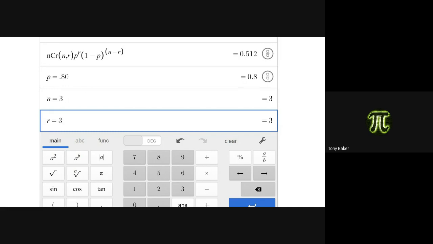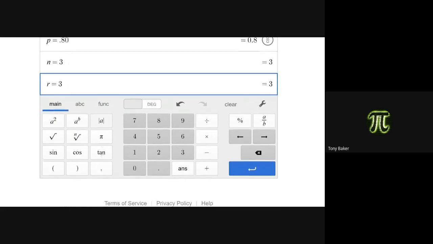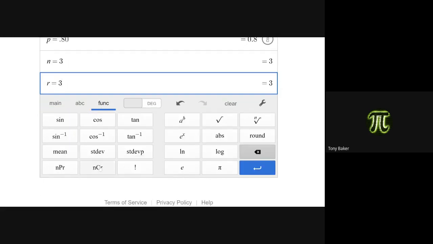But yeah, you can use any letters you want. The key is making sure you know what they stand for. Like the problem uses X instead of R. It's fine. You'd have just changed X to R. But yeah, you just have to type it in.